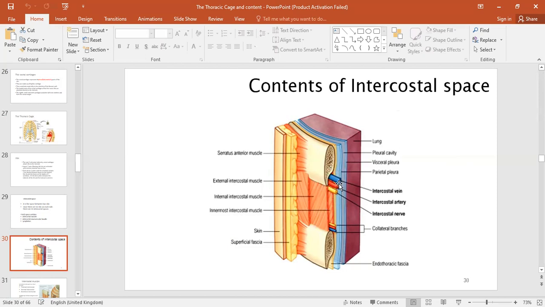And the arrangement is consistent. The vein is always superior, in the middle is the artery, then inferior is the nerve. So that is intercostal vein, intercostal artery, intercostal nerve, simply abbreviated as VAN. Okay. So let's look at intercostal muscles.